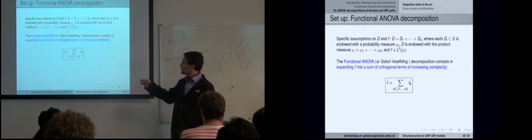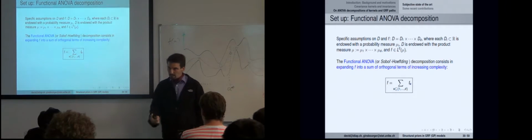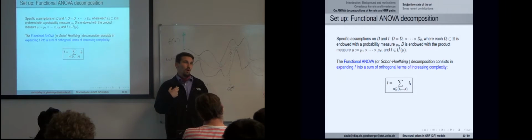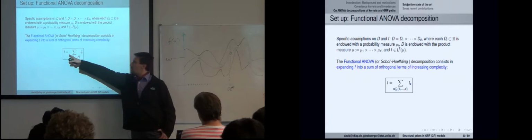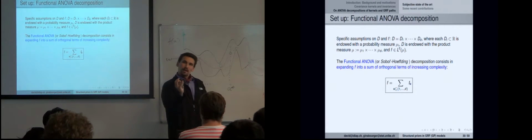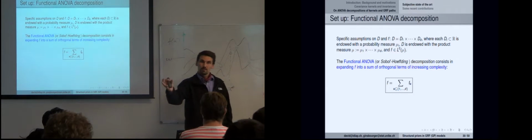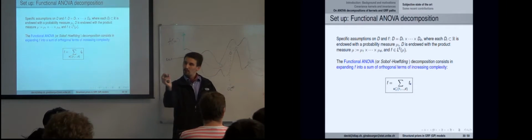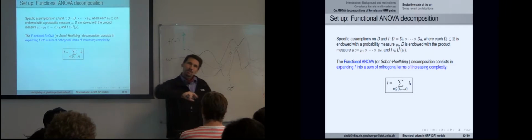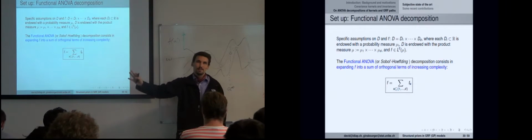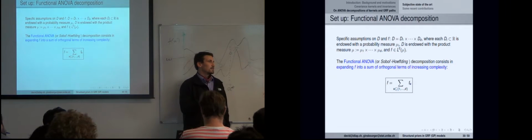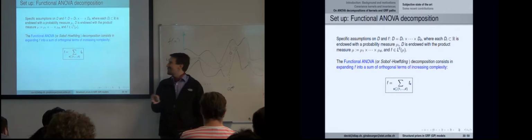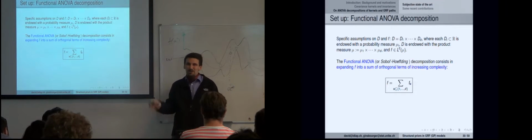There are also other names around, because many people have worked on this idea. It consists in expanding f into a sum of orthogonal terms of increasing complexity. In f, I have a constant part, and then I can extract an additive function, and then a sum of functions that depend only on two variables. I can continue like this, and I will have an equality in the end. But the problem is that you will have two to the power d terms. So typically, if you have 10 dimensions, you can imagine what's happening.